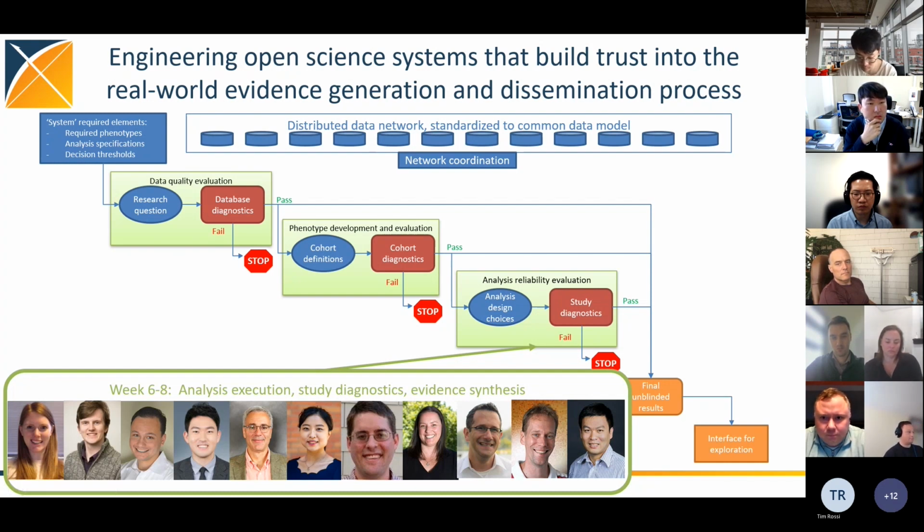But assuming that it did pass, in week 3 we covered phenotype development, and in week 4, phenotype evaluation, so that we could determine if the cohorts are ready for use in the study. And if they were not, you would stop.